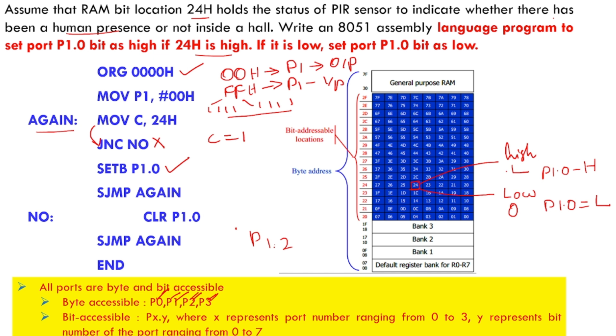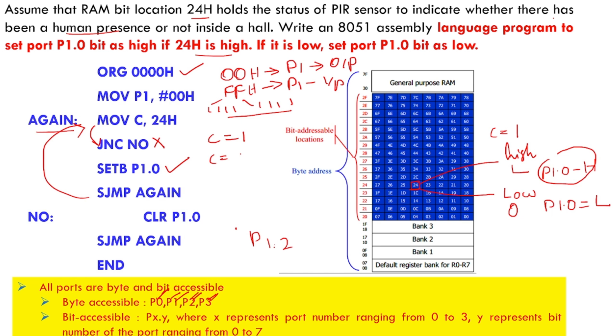And what I need to do, I said, if it is 1, I need to make your port 1 high. How will you do that for an individual port? You need to use SETB. SETB means you are making the individual port, the specific pin, high. That is SETB P1.0. Then short jump again, so it will come to this label again, and again it will check that memory location.